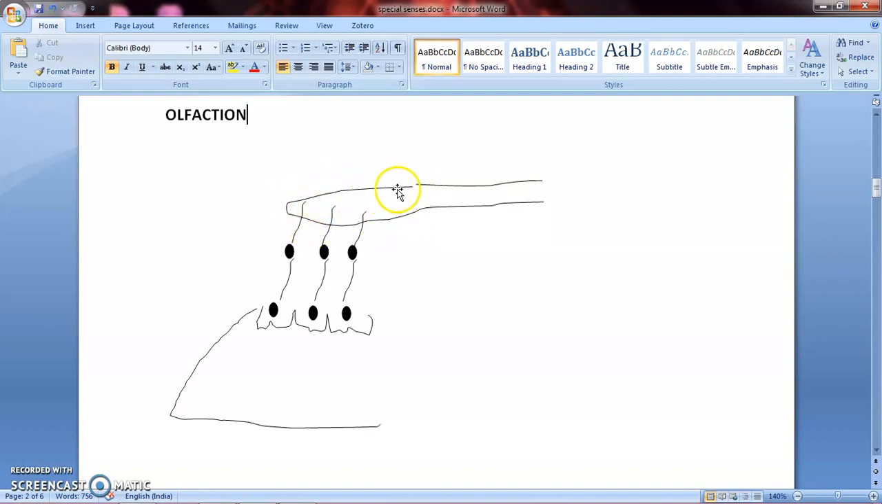This is called the olfactory bulb, present inferior to the frontal lobe of the brain. From here, the axons of the tuft cells and mitral cells extend backwards to form the olfactory tract. Ultimately, this tract divides into three roots.